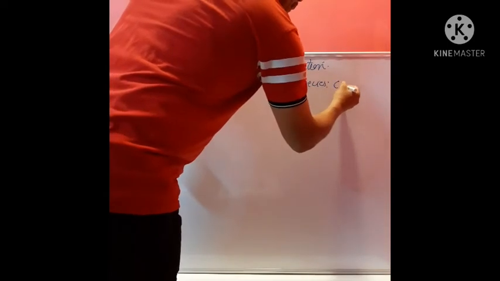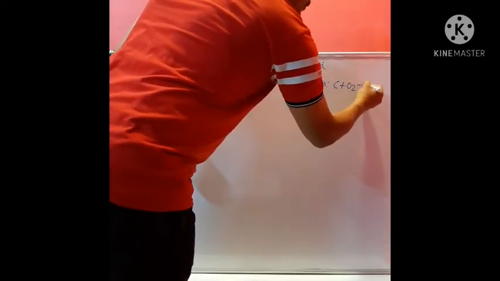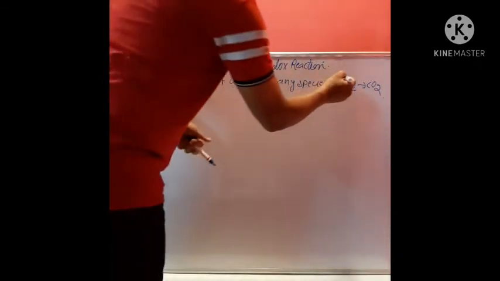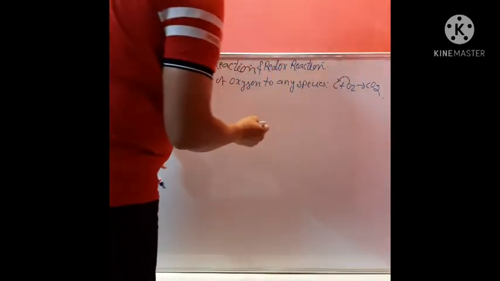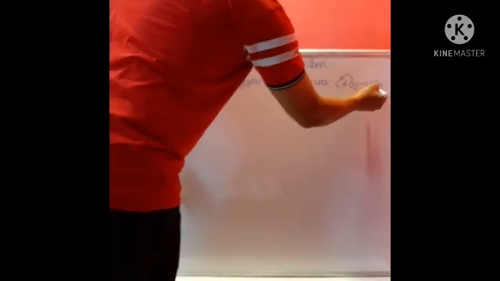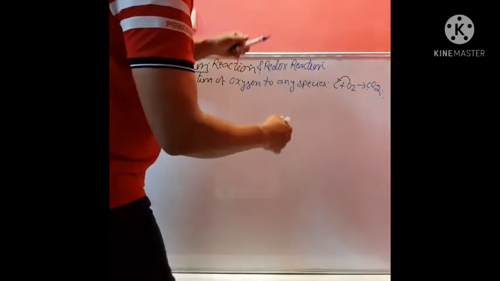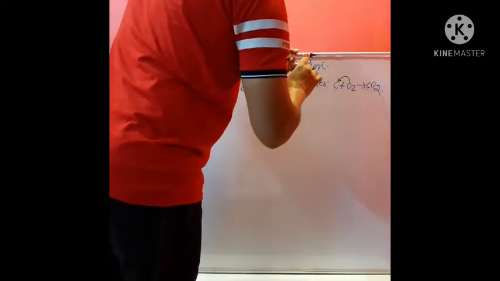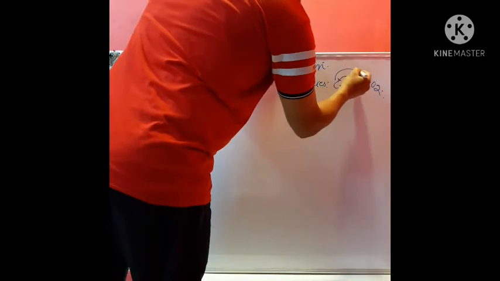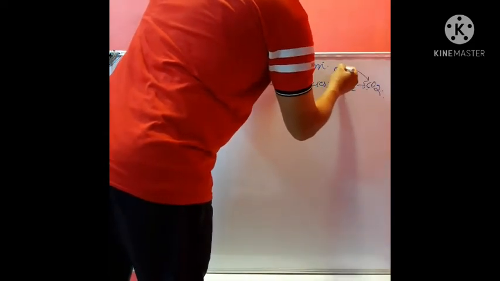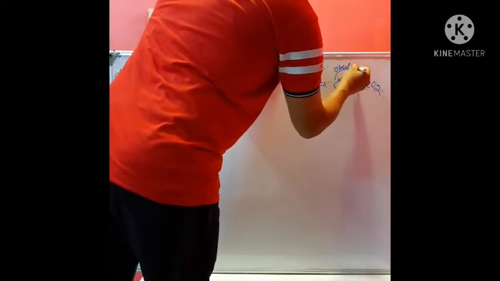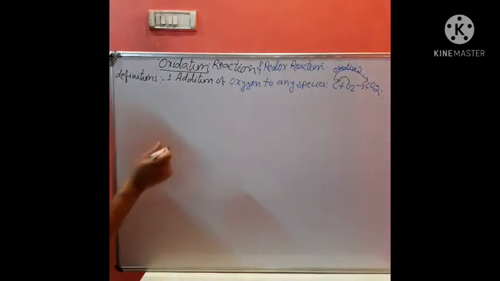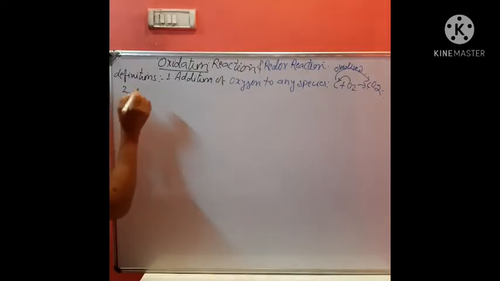Say C plus O2 gives CO2. That means the oxygen is added to carbon, so that carbon converts into carbon dioxide. Now the oxygen is added to carbon, so what can we say? We can say the carbon is oxidized. Carbon is oxidized to carbon dioxide. Isn't it?